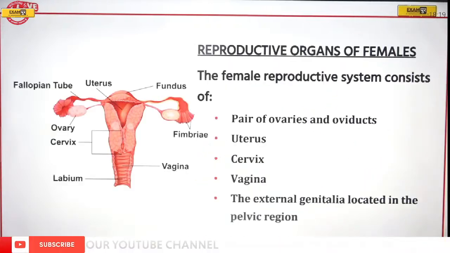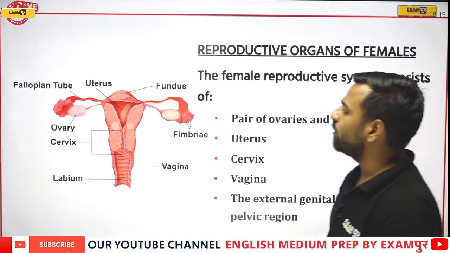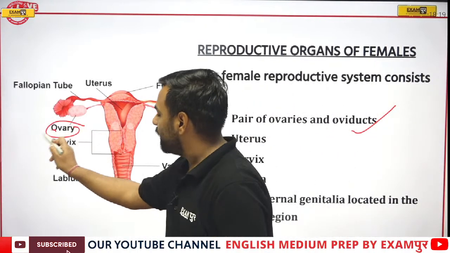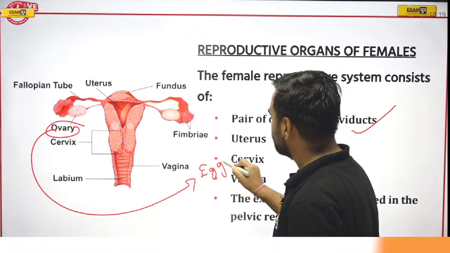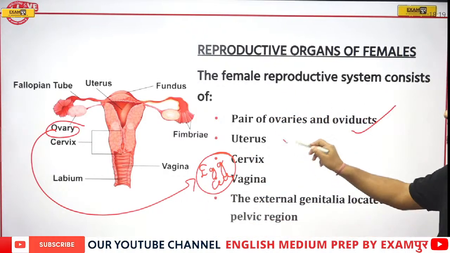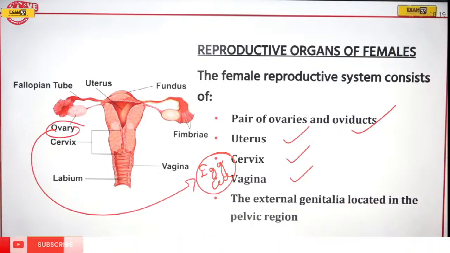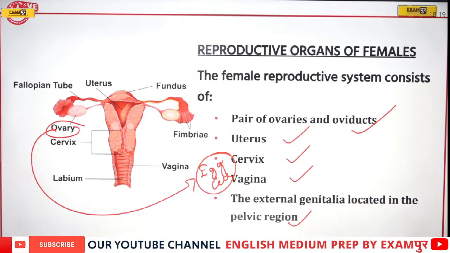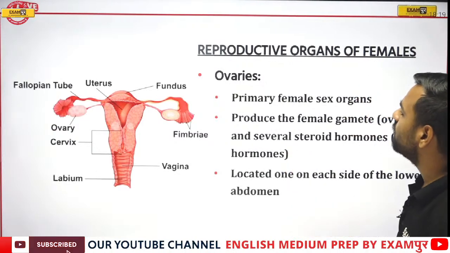Now, moving forward. If I talk about the reproductive organs of the females, the female reproductive system consists of a pair of ovaries and oviducts. We are talking about these ovaries, from where the egg cells, or ovum, are released. Apart from that, there's a single uterus, cervix, vagina, and the external genitalia, which is located in the pelvic region. Its number is actually asked in the examination. We must remember that.